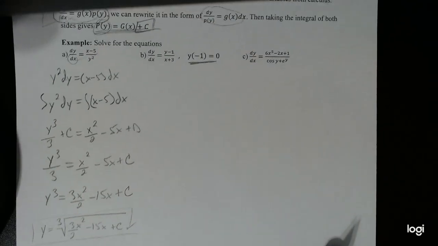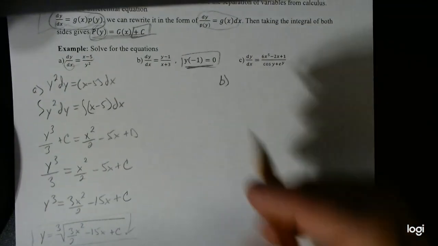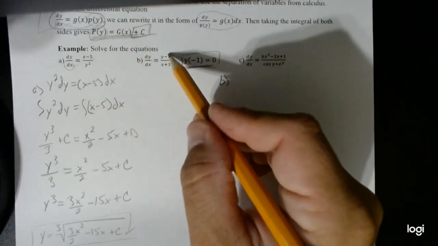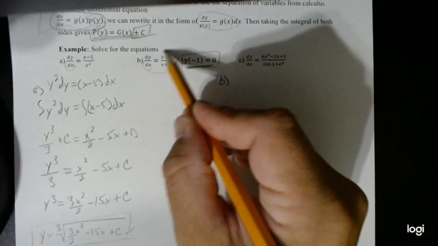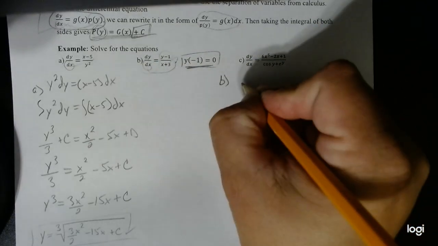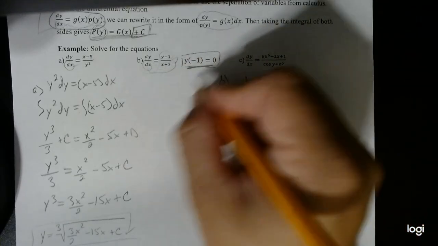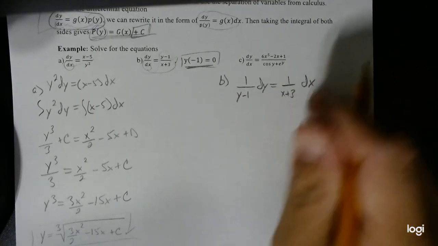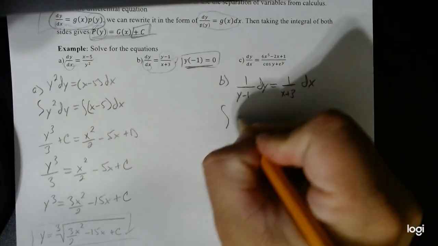Alright, now let's try one where we actually have an initial condition. Very similar. We'll again cross multiply. Or actually, do we have to? Kind of cross multiply, ish. We're going to bring this to this side and then divide this over. So we have 1 over y minus 1 dy, and the other side will have 1 over x plus 3 dx.